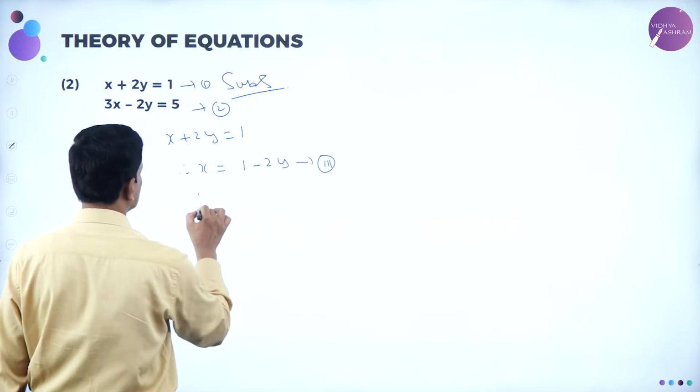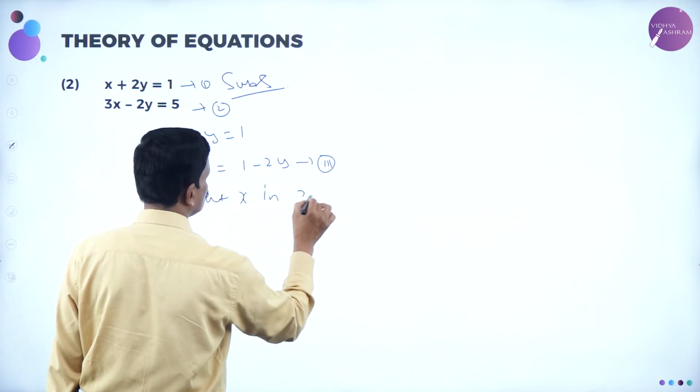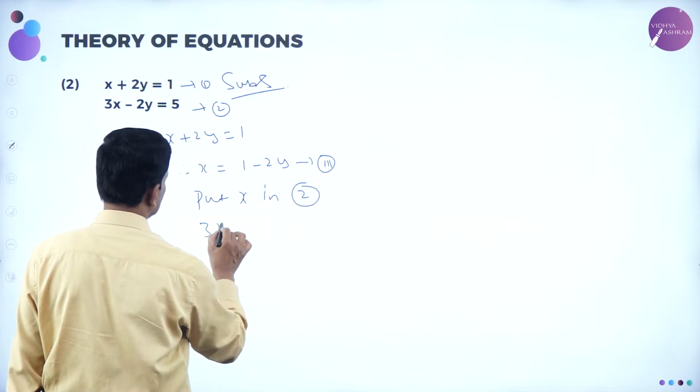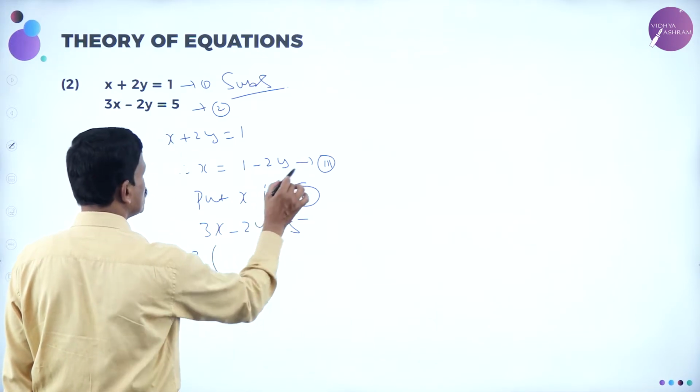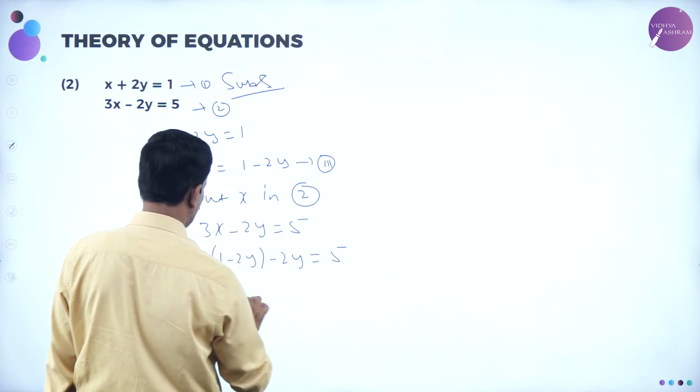Now put x in equation number 2. Let us substitute the value of x in equation number 2. What is 2? 3x minus 2y is equal to 5. 3 into what is x? x is 1 minus 2y. 3 into (1 minus 2y) minus 2y is equal to 5.